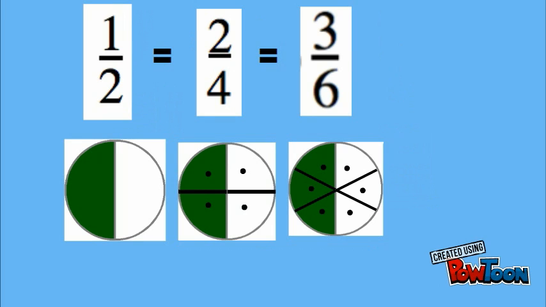So to sum it all up, just remember, equivalent fractions are equivalent because they have the same amount of area shaded. And you can make equivalent fractions from a visual by making equal slices out of the parts that you're given.